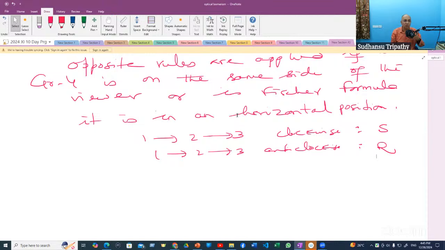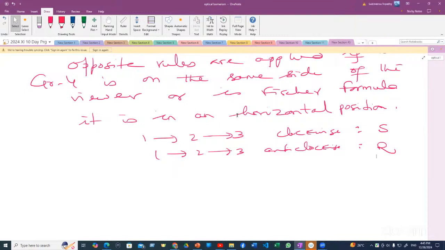The intelligent students like you, they don't bother whether they are viewing, supposing they are viewing like this, the least priority group is on the same side of the viewer and the other three groups are on the opposite side. Doesn't matter. We will make the rule opposite. Anti-clockwise is S. Anti-clockwise is R.